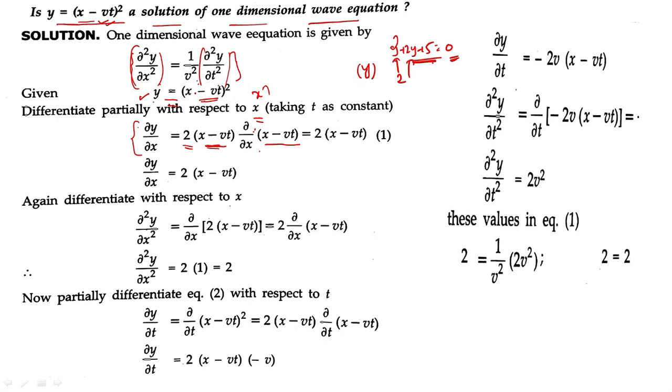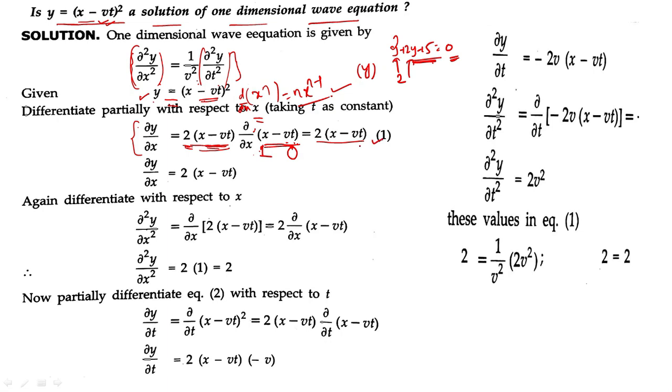Chain, that means you have to differentiate up to x value. So 2 into x minus vt, as per the formula d by dx of x to the power n is equal to n into x to the power n minus 1. That's the formula we used here. So del by del x of x minus vt: the derivative of x is 1, and vt is constant, so its derivative is 0. So the answer will be 2 into x minus vt.